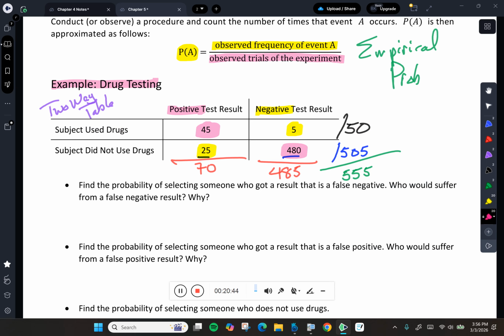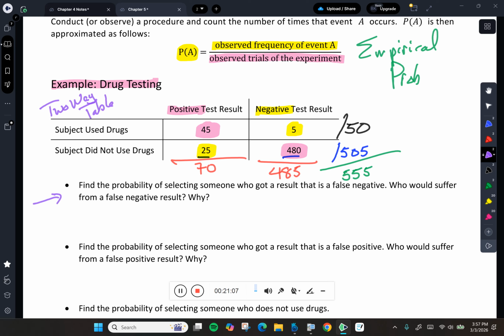Or that 480 is, I don't use drugs and I tested negative. Those are the correct or accurate responses. Okay? All right, let's see if we can make some sense out of this though. Now that I understand how that two-way table works, I want to start answering these questions down here.